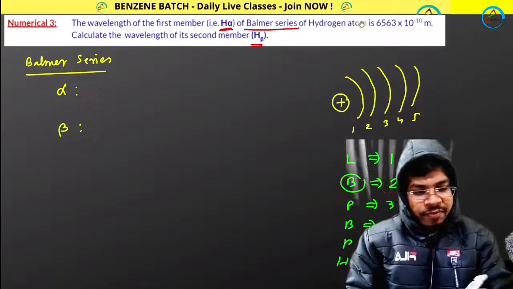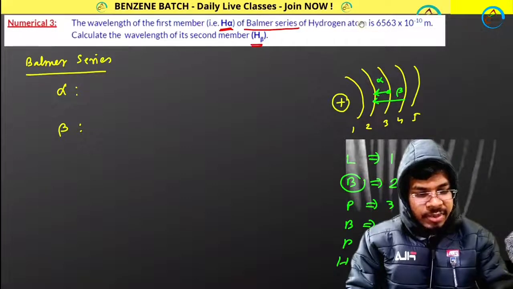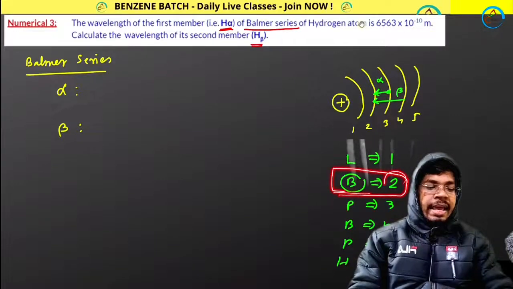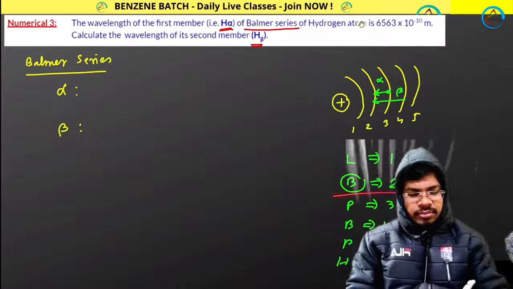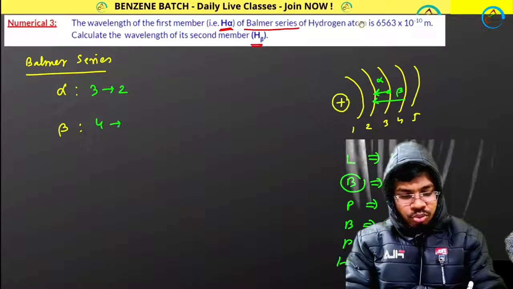That means if the electron jumps from higher 3 to 2, it will be alpha. 4 to 2, it will be beta. That means in case of Balmer series, your electron should jump to n equals to 2. So is that clear? Selvam, you didn't comment. Is that clear? So alpha means 3 to 2, beta means 4 to 2.